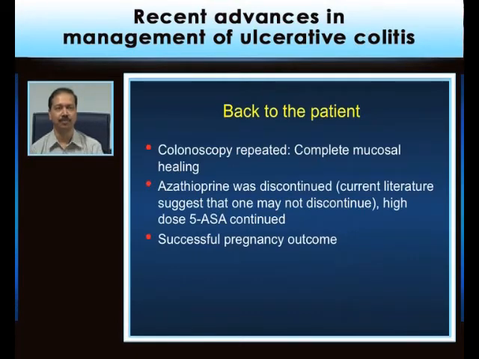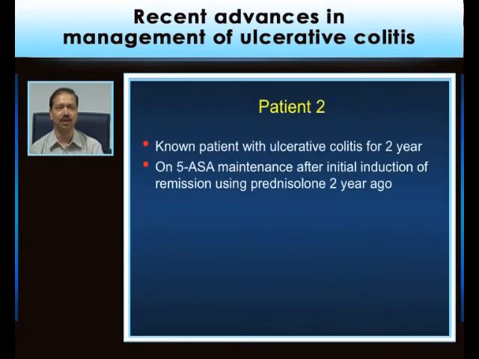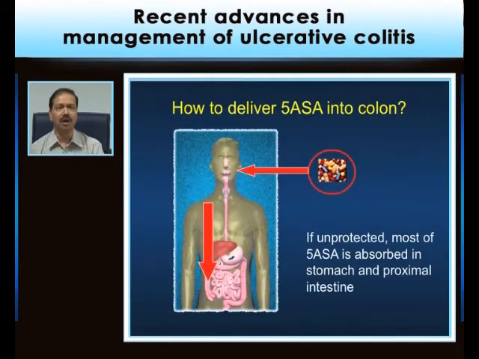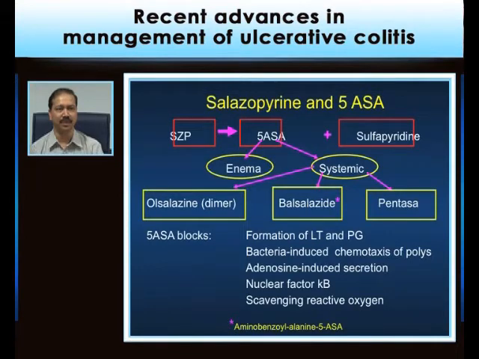This is the second patient, a known patient with ulcerative colitis for 2 years on 5-ASA maintenance after initial induction of remission using prednisolone 2 years ago. So the question is, how does 5-ASA act? 5-ASA acts in the colon in patients with ulcerative colitis. But unfortunately, 5-ASA is an acid labile drug. Therefore, one has to deliver 5-ASA in the colon. So how to deliver 5-ASA in the colon?